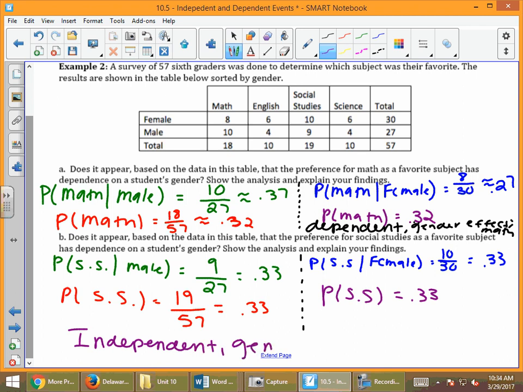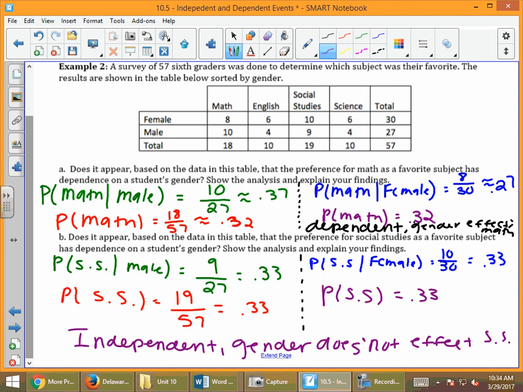Gender does not affect social studies, because they're the same. The gender is not changing the outcome of liking social studies. And gender was changing the outcome of liking math because they weren't the same. That's essentially what you're trying to find.